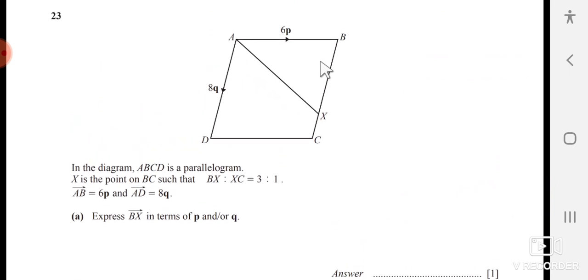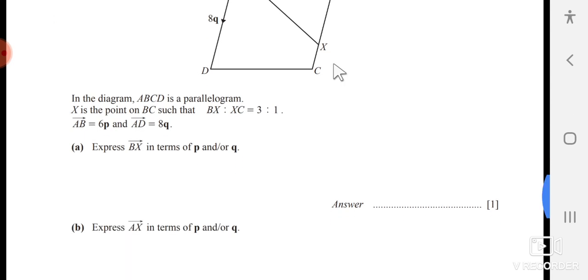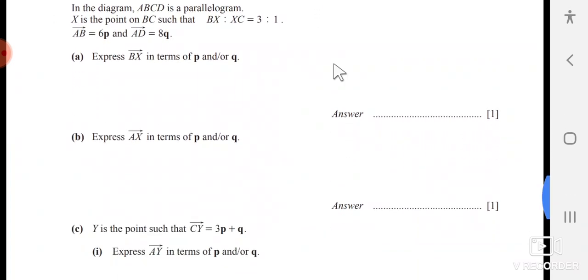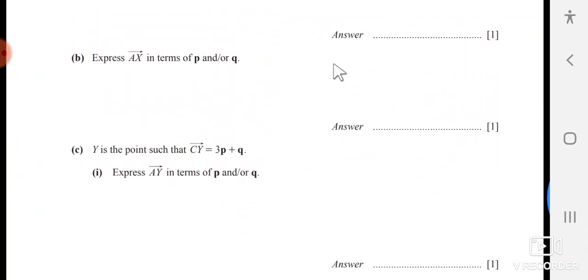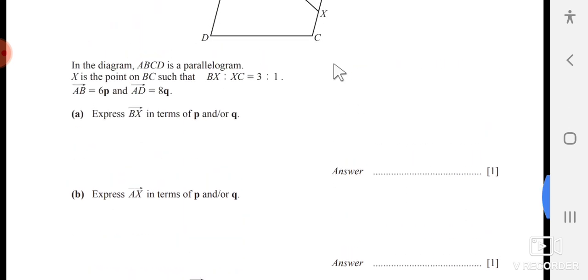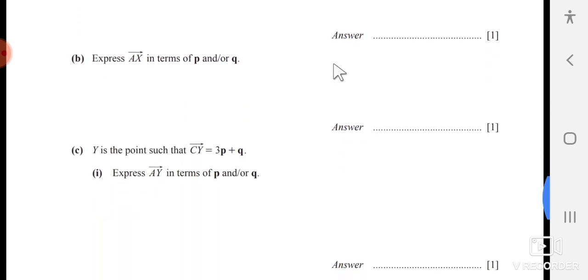Where is AX? This is AX. So AX would be 6p plus 6q. Using the head and tail rule, you can find the value of this. Y is the point where CY is equal to 3p plus q. Express AY in terms of p and q. You have to express AY.